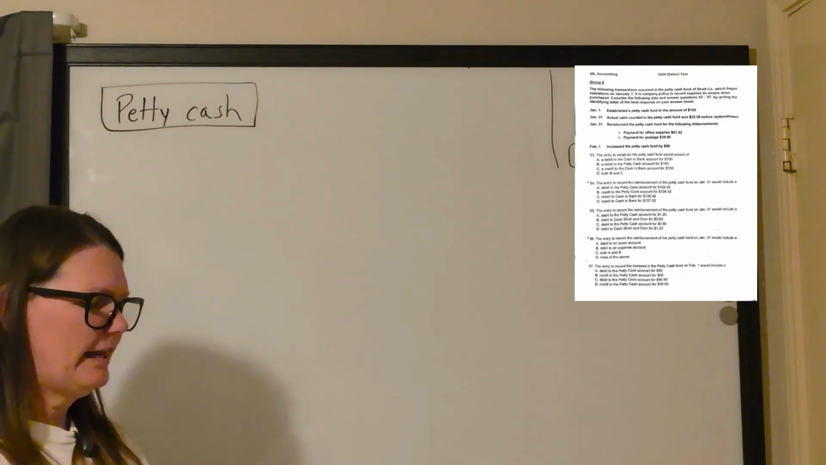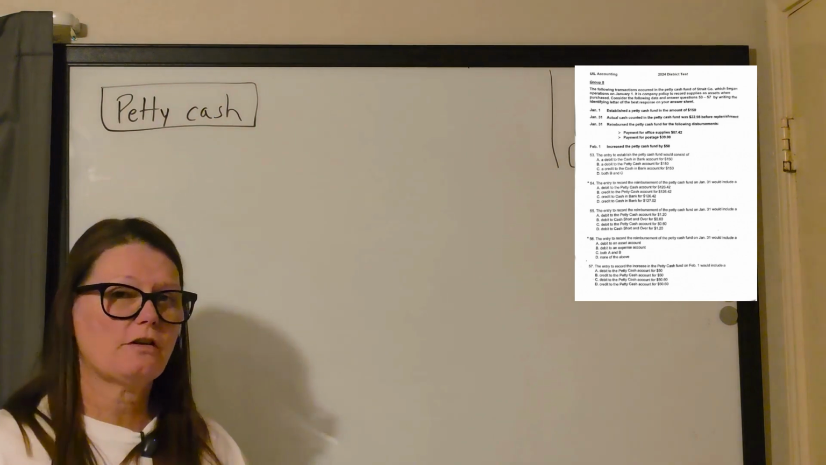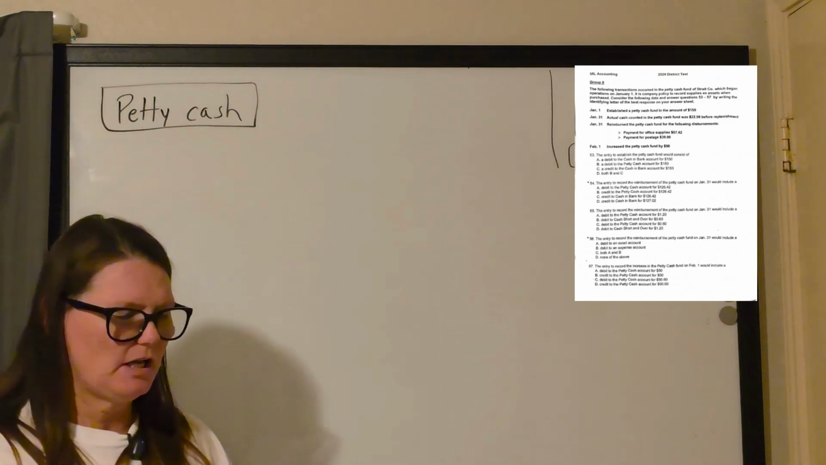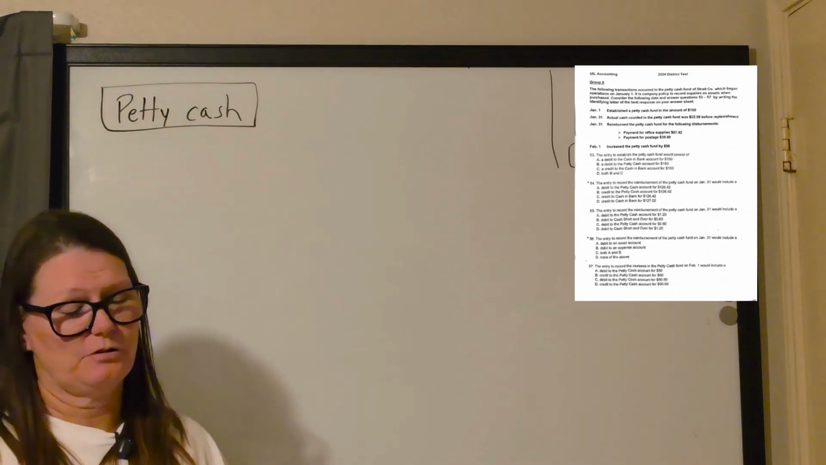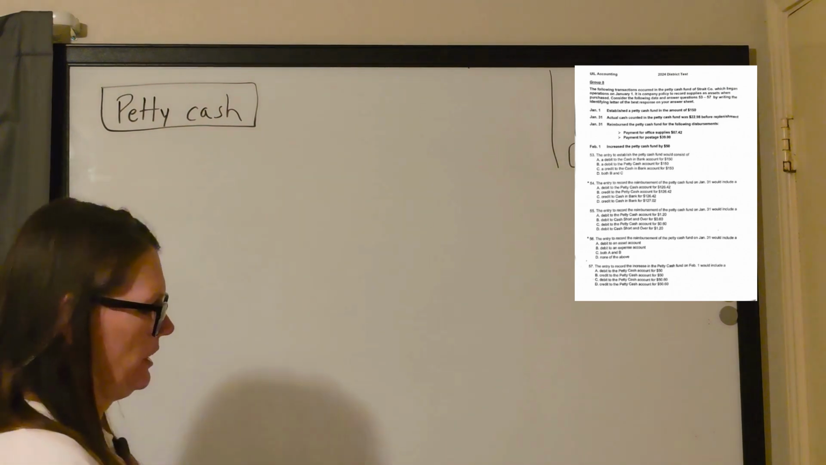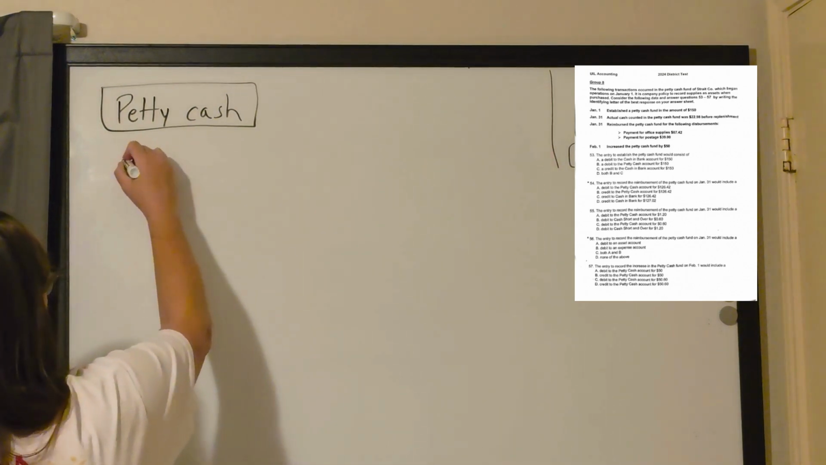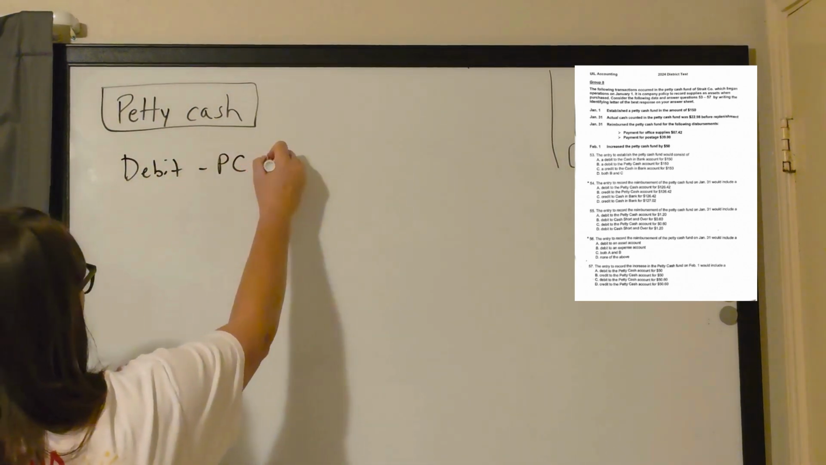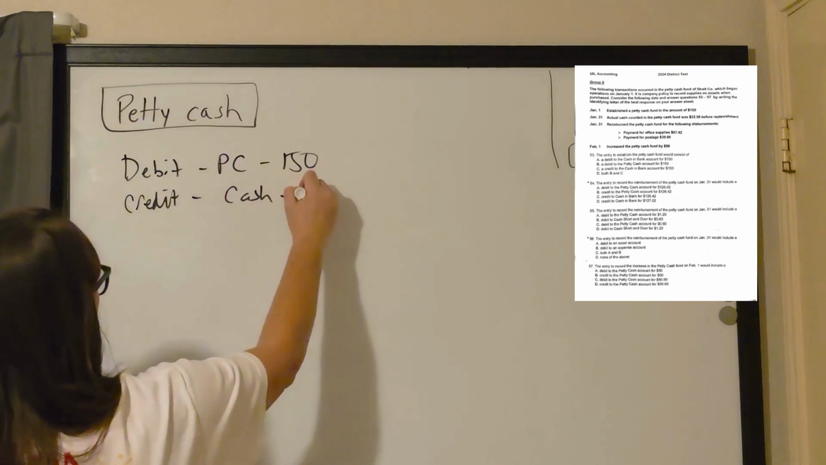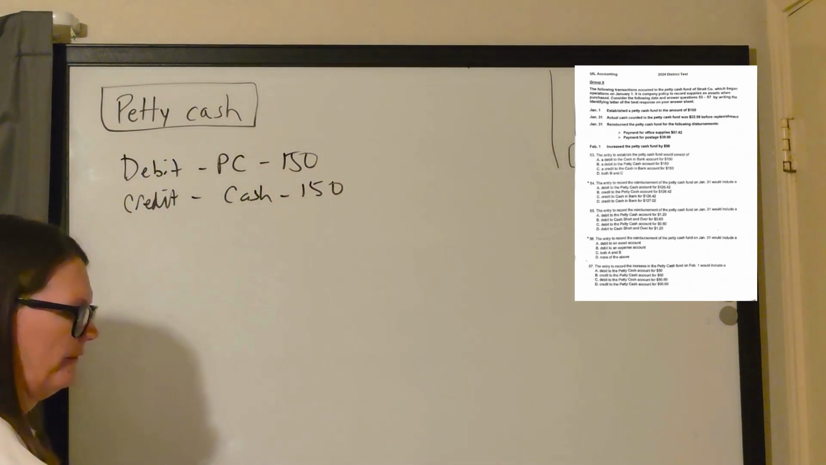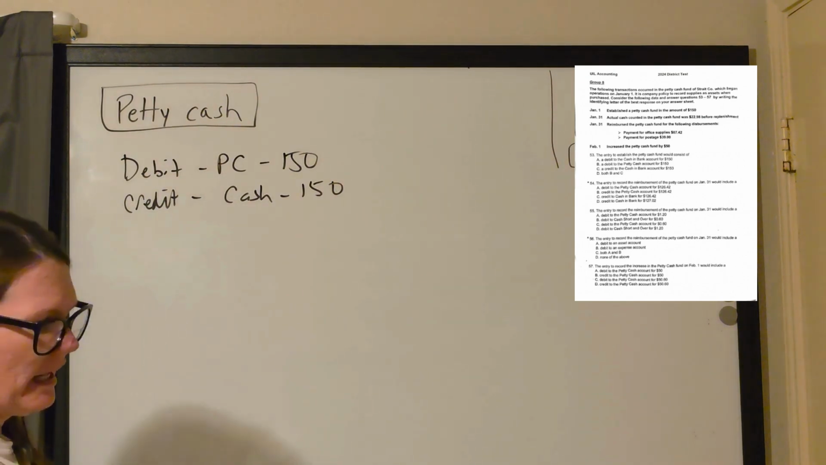All right, let's go ahead and go over the dates. I'm going to show you this just to help explain petty cash, but to be honest, you don't have to write all this out when you're taking the test. It would take too long. But let's go ahead and do the journal entries here. On January 1st, we established a petty cash fund in the amount of $150. So we're going to debit petty cash for $150, and we're going to credit cash for $150.